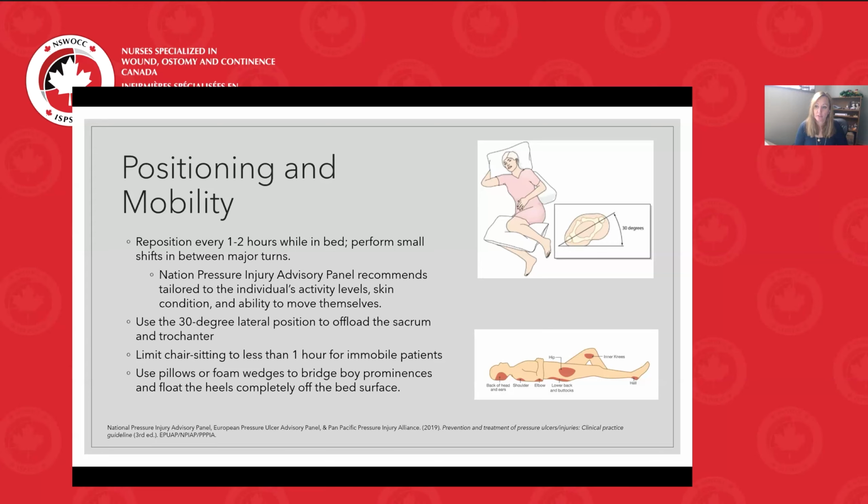Use lots of pillows, foam wedges to help offload those bony prominences. We want to make sure that our heels are floated off the bed at all times. This can be obtained by either using a boot, like a heel protector boot, or utilizing pillows also. When we are utilizing things such as boots or offloading boots, we want to make sure that we are also putting pillows behind the patient's knees so that you're not putting a bunch of pressure on their knee joints. So you're not hyperextending that knee because the boots are too high.